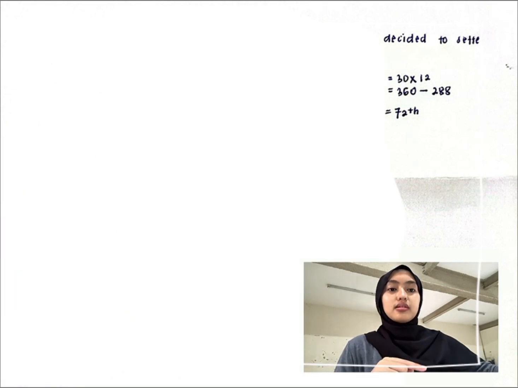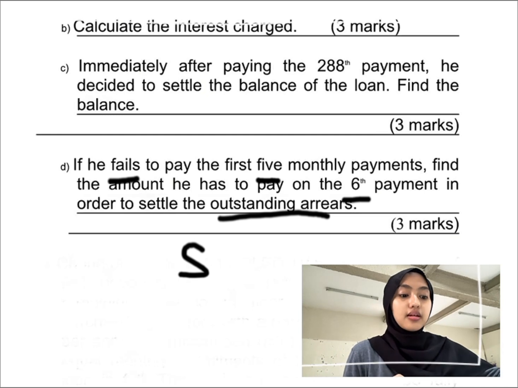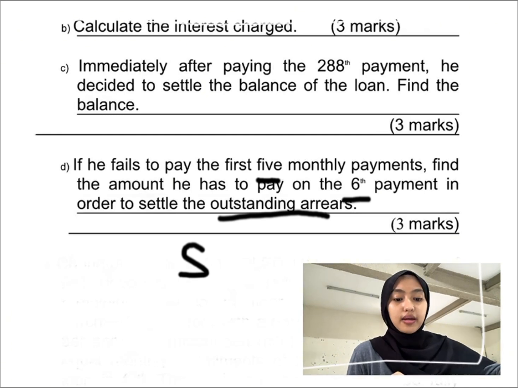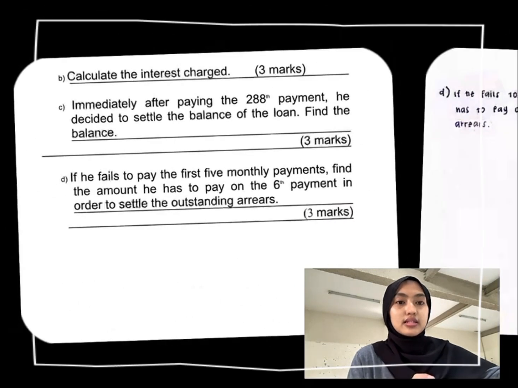Okay, we move to the next question, D. If he failed to pay the 5th monthly payment, find the amount he has to pay on the 6th payment in order to settle the outstanding arrears. The outstanding arrears means Amir missed the monthly payment. So we need to use this formula.